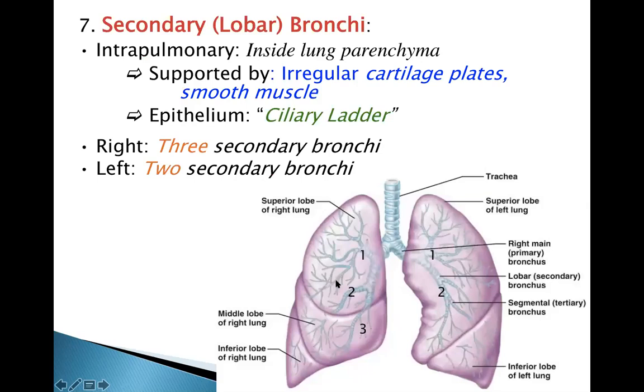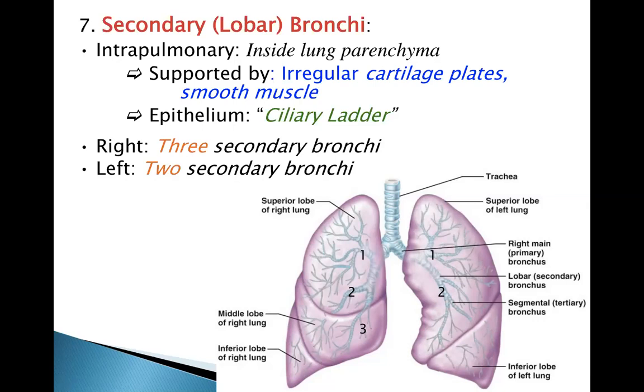All right, so once we go into the primary bronchi, we're then going to branch into the secondary bronchi, which are called lobar bronchi. That's because, remember, the right lung has 3 lobes and the left lung has 2. So we're going to see 3 lobar or secondary bronchi on the right side and 2 lobar or secondary bronchi on the left side. We're still going to see those irregular plates of cartilage.